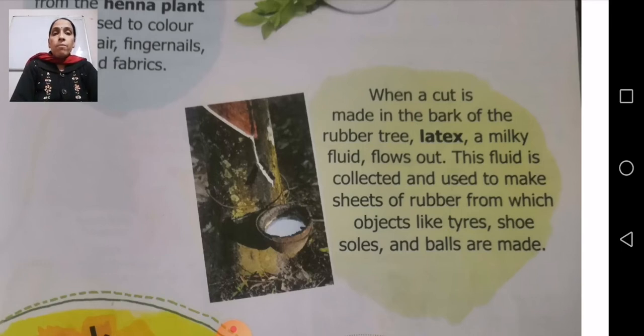Now a milky fluid flows out, that is latex. Now this fluid is collected and used to make sheets of rubber from which objects like tires, shoe soles and balls are made. All these things related to rubber plant are very important. So you all will do this.